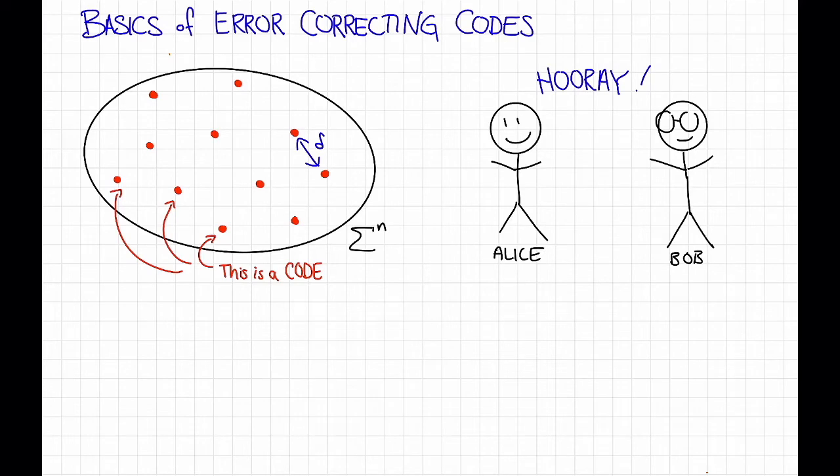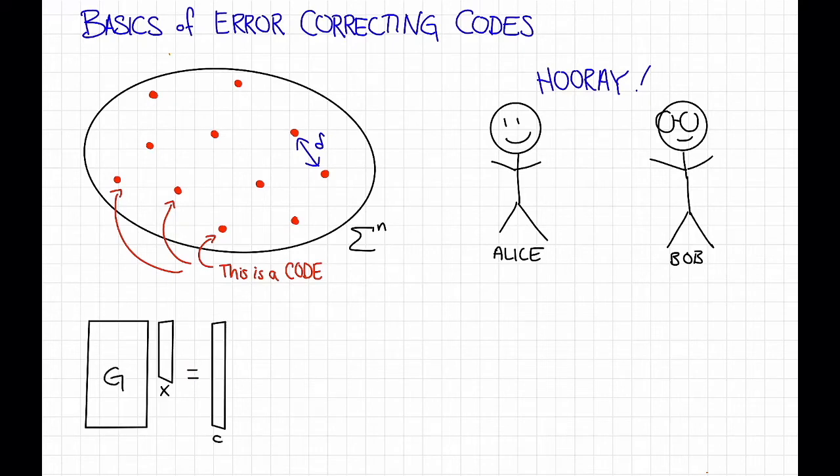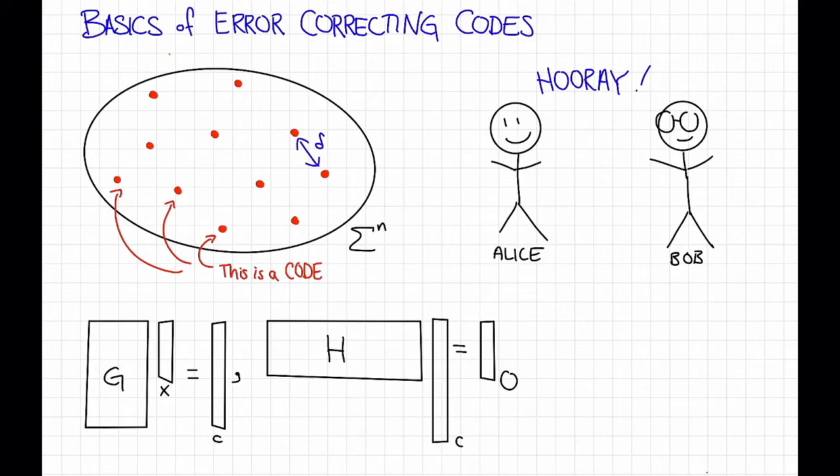We also talked about linear codes, and we saw the concepts of generator matrices and parity check matrices, both of which were really useful when thinking about these codes and thinking about algorithms for manipulating them.